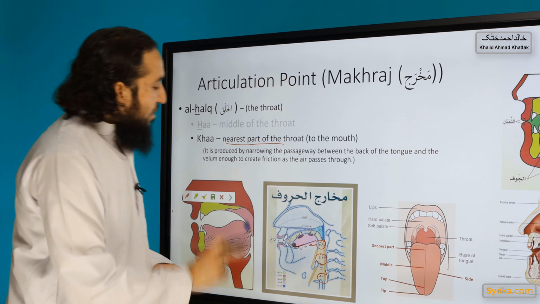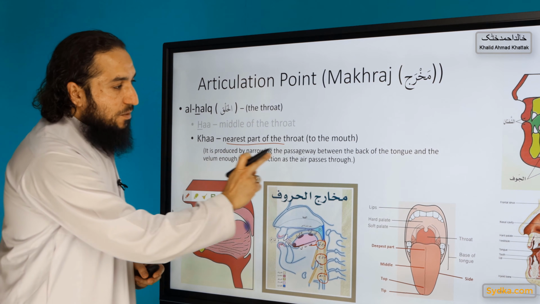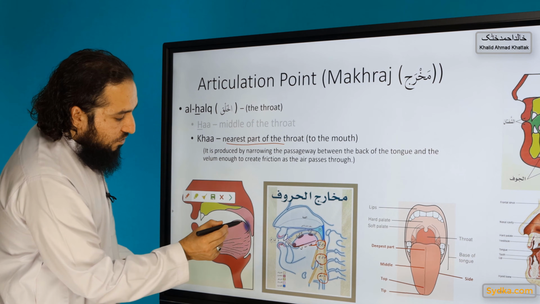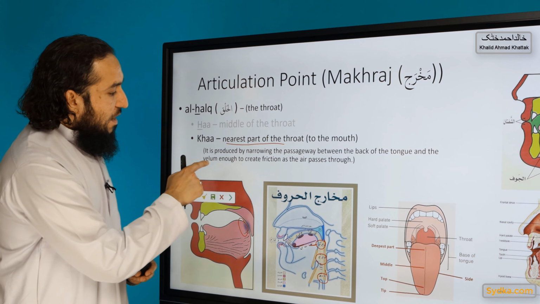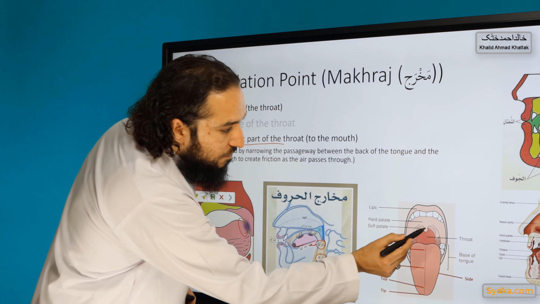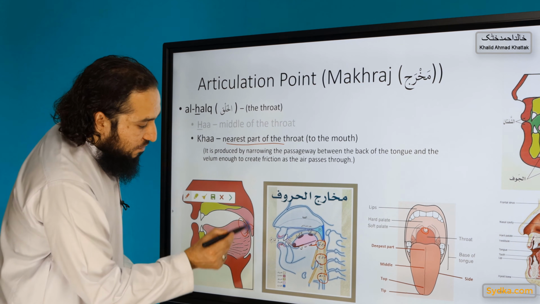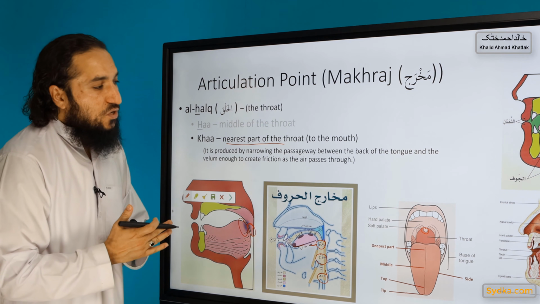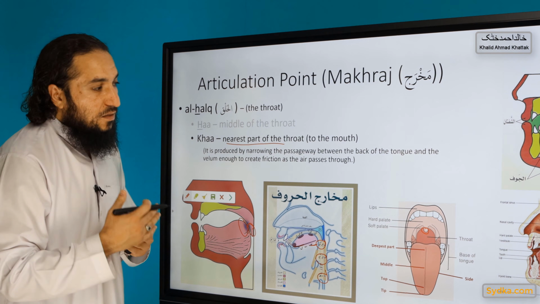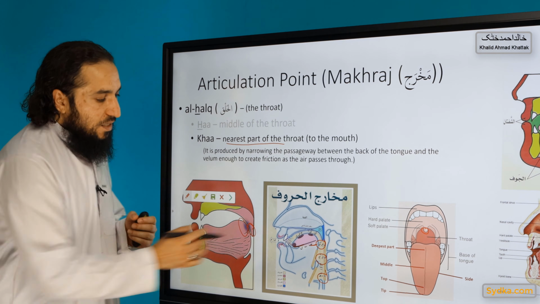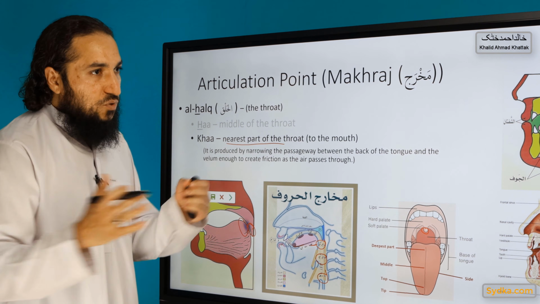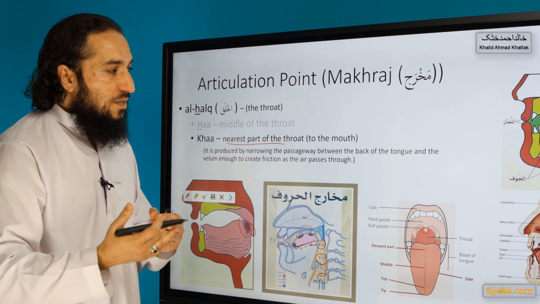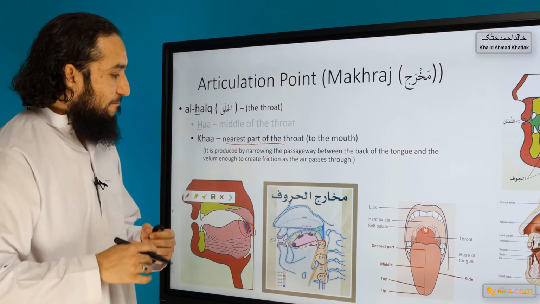And how it is pronounced: it is produced by narrowing the passageway between the back of the tongue, okay, that's the back of the tongue, and the velum. This is called the velum. This one, you can see this one. Okay, the velum, to create friction as the air passes through. So they come near to each other, and when the air passes through, it creates the sound. Okay.